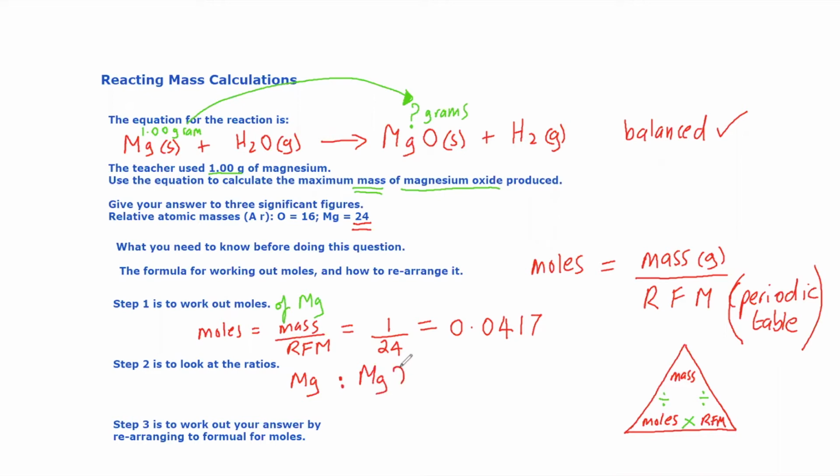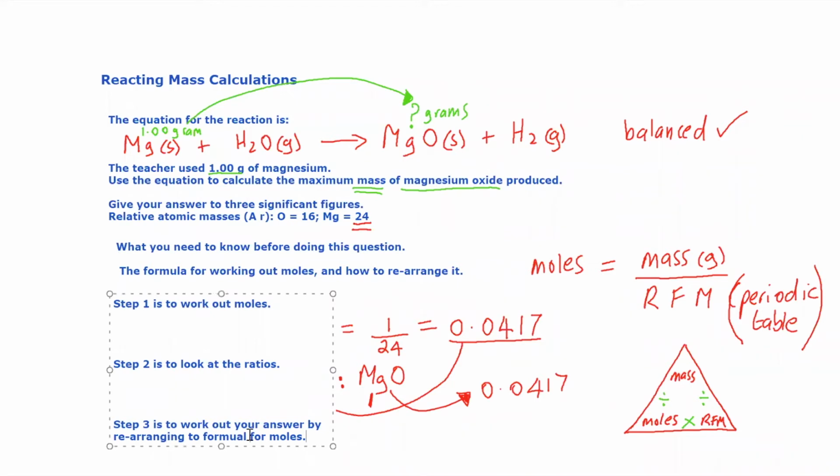Step 2 is to look at your ratios, and this is why I did the connecting line. Because if you look at the equation, there is 1 mole of magnesium reacting to make 1 mole of magnesium oxide. There's an invisible 1 before those. I don't have 1 mole, I have 0.0417, which means I have 0.0417 moles of magnesium oxide. And finally, I've just corrected a mistake that I realized there.